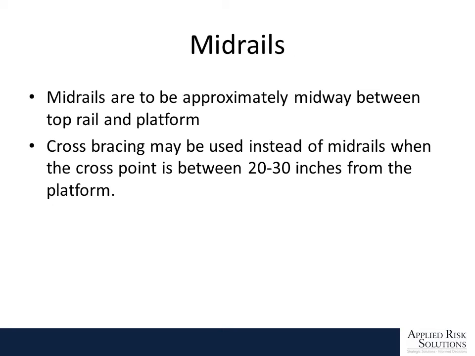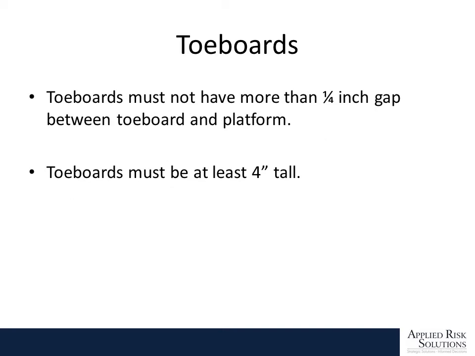Mid rails are to be approximately midway between the top rail and the platform. If you're going to use cross bracing as the mid rail and not the top rail, it must be between 20 and 30 inches from the platform. Toe boards must not have more than a 1/4 inch gap between the toe board and the platform, and they must be 4 inches high.